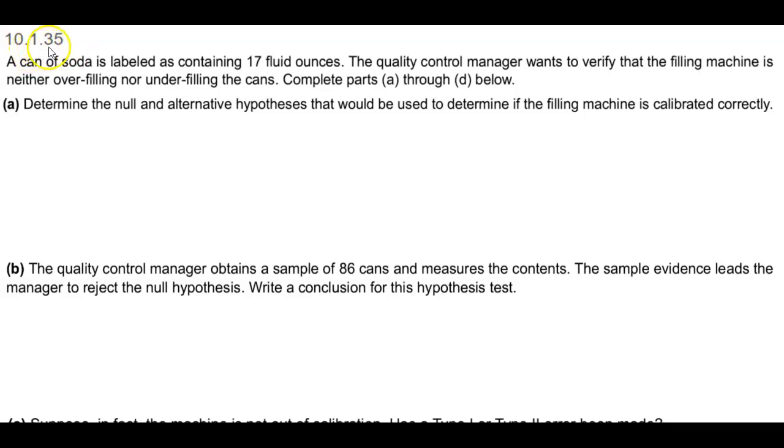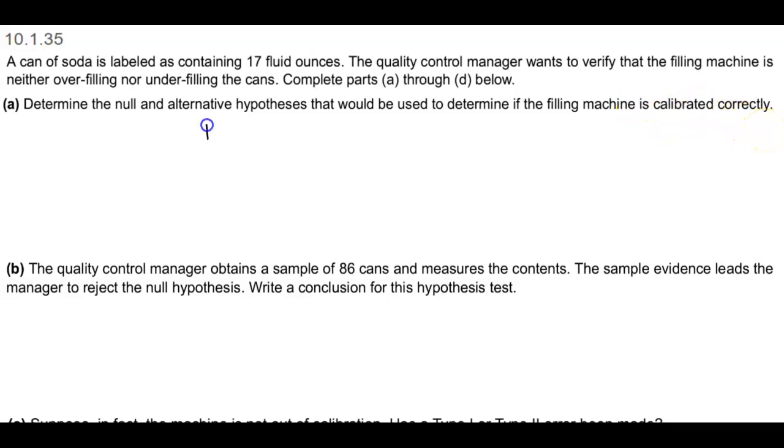Section 10.1.35. A can of soda is labeled as containing 17 fluid ounces. The quality control manager wants to verify that the filling machine is neither overfilling nor underfilling the cans. Complete parts A through D below. So for part A, it says determine the null and the alternative hypothesis that would be used to determine if the filling machine is calibrated correctly.